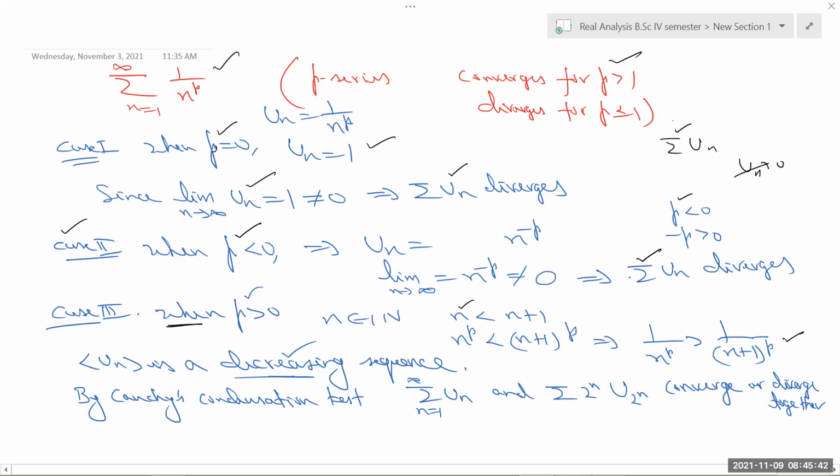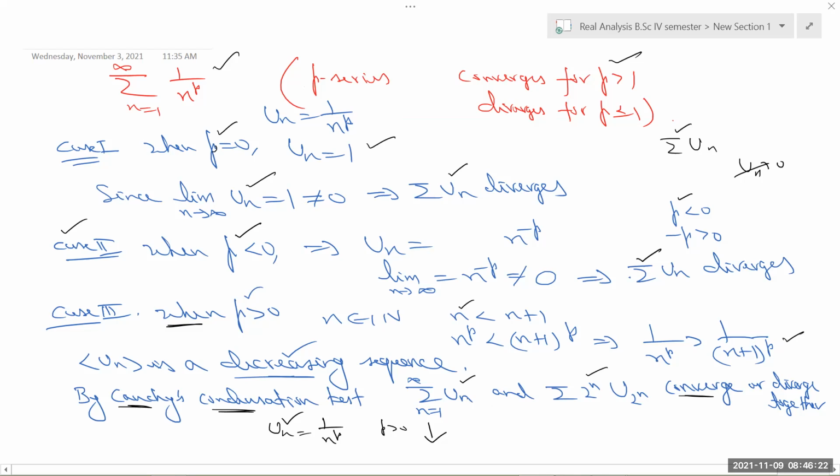By Cauchy's condensation test, both the series summation u_n and the condensed series converge or diverge together, provided u_n is a decreasing sequence of non-negative terms. So clearly here u_n is a decreasing sequence because u_n is 1 by n to the power P and P is greater than 0. So for P greater than 0, this sequence is clearly decreasing. So all the conditions of Cauchy's condensation test are fulfilled.